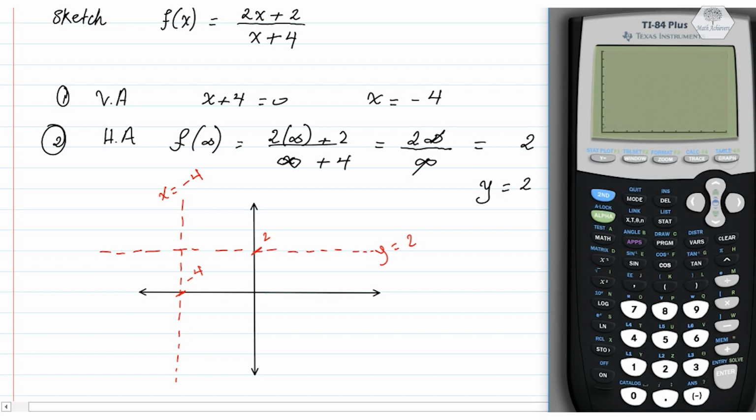Let's graph our function. I can't see the whole function. Why? Because I have a problem in the window. Let's change our window. Let's go to window. Let's make the x minimum minus 6, the x max 6, the y minimum minus 6 and the y max 6. And now we can graph it.